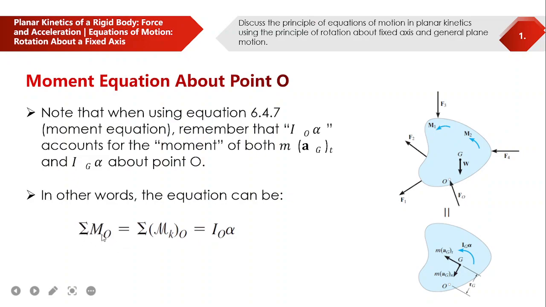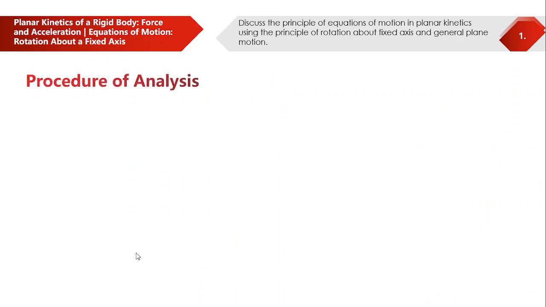So, in other words, the equation can be, eto: summation of all moments at point O is equals to the summation of all kinetic moments at point O is equals to I sub O times alpha. So, this is the moment of inertia at point O times the angular acceleration. Okay? So, let's have a procedure of analysis so that you can have a uniform procedure to solve for a problem when we're dealing with rotation about the fixed axis na equation of motion.